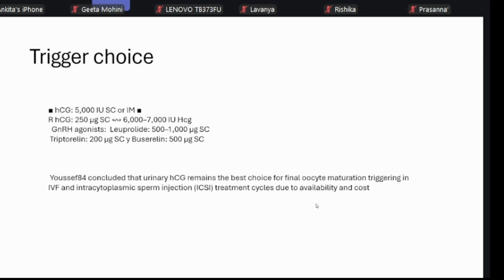What is the choice of trigger that we give? We have HCG, with a dosage of 5,000 or 10,000 international units. The most common trigger which we use is HCG, or we can give recombinant HCG as well. 250 micrograms of recombinant HCG is equal to 6,000 to 7,000 international units of HCG. We can also give an agonist trigger with either leuprolide or triptorelin, which is a decapeptide. Urinary HCG remains the best choice, based on cost as well. HCG is a better trigger.